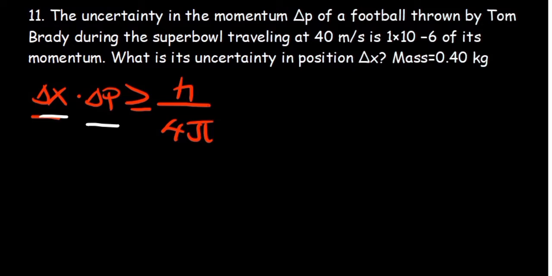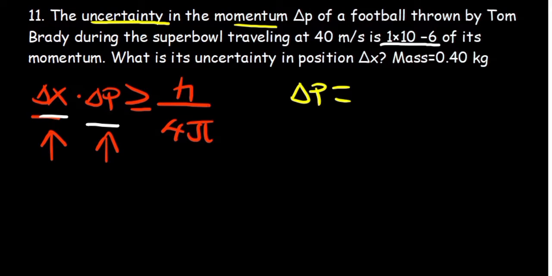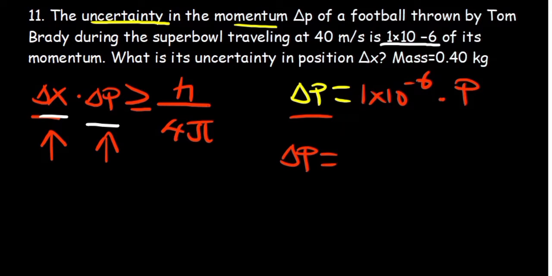So in this case, they're telling us that the uncertainty in the momentum is 1 by 10 to the power negative 6 of its momentum. So this is representing the uncertainty in momentum, and the question asks for the uncertainty in what? In position. So we need to find the momentum so that we can find the uncertainty in momentum. So what is the momentum?